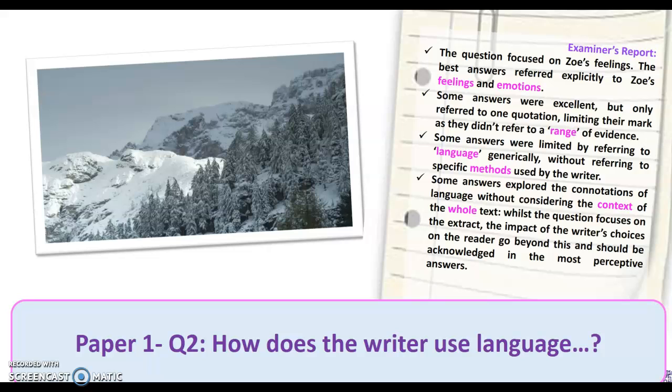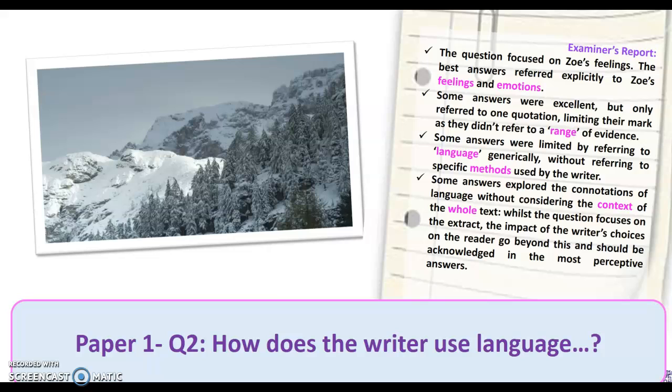So if you think about, this is why I've asked you to do that task where you've gone through the text thinking about how the protagonist feels. The best answers started talking in the opening sentence about how Zoe was feeling, what her emotions were. Some answers themselves were excellent.